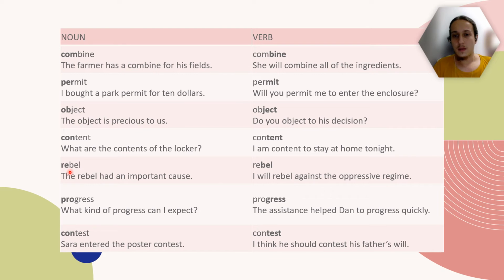Rebel. The rebel had an important cause. The people, the revolutionaries, had an important cause. That is an object. Rebel. I will rebel against the oppressive regime. I will fight. I will do something. We are talking about a verb.